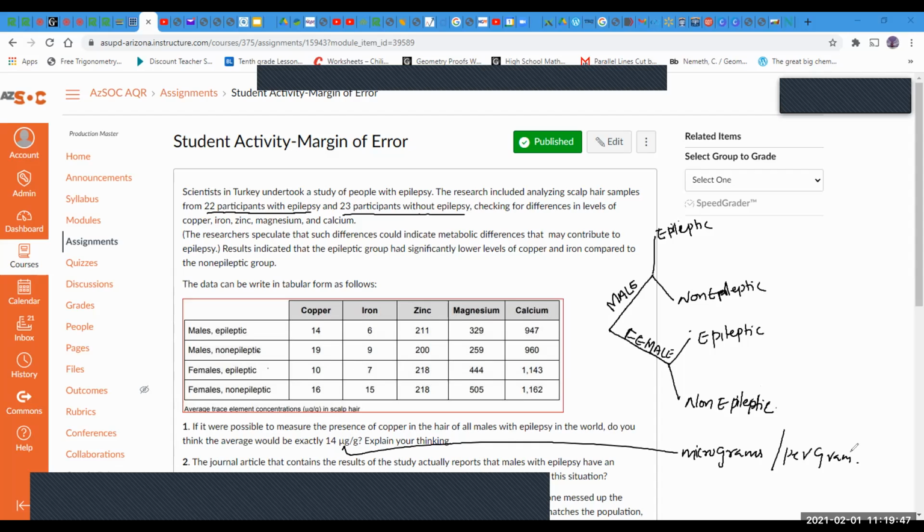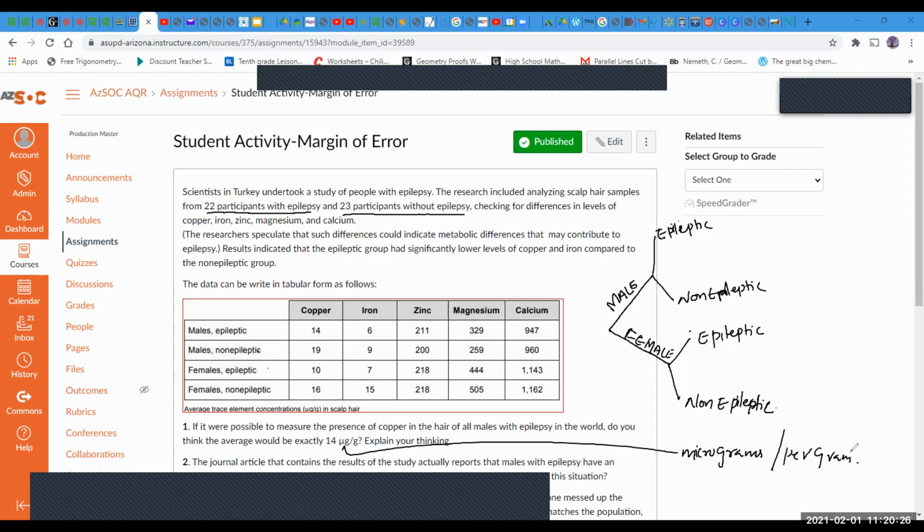Okay, so if we are thinking about copper, copper is 14 mu g per g, which means copper is present in each gram of the item that we are studying. The question is this: if it were possible to measure the presence of copper in the hair of all males, do we have anything which is mentioning about hair? That is the question.